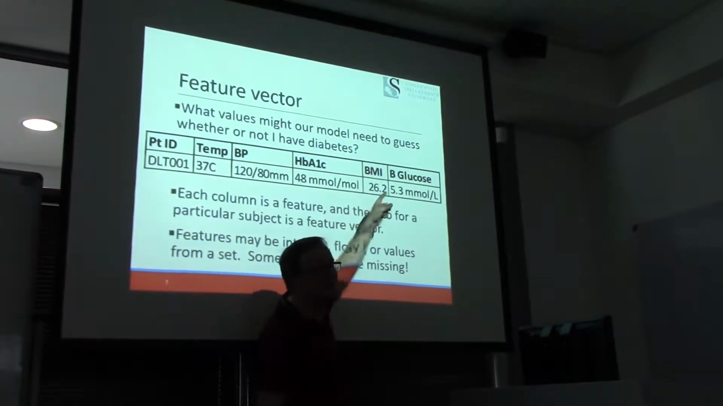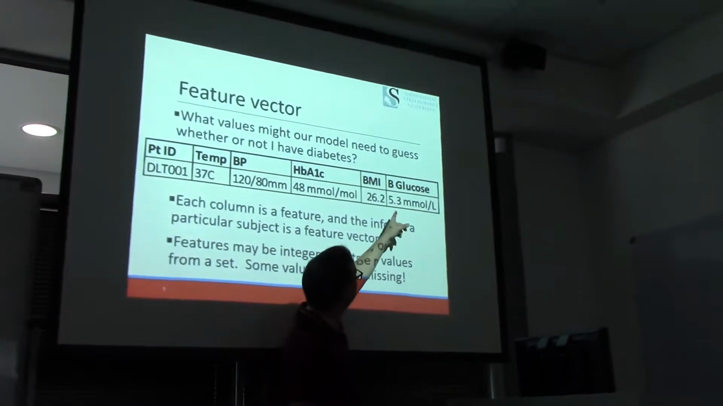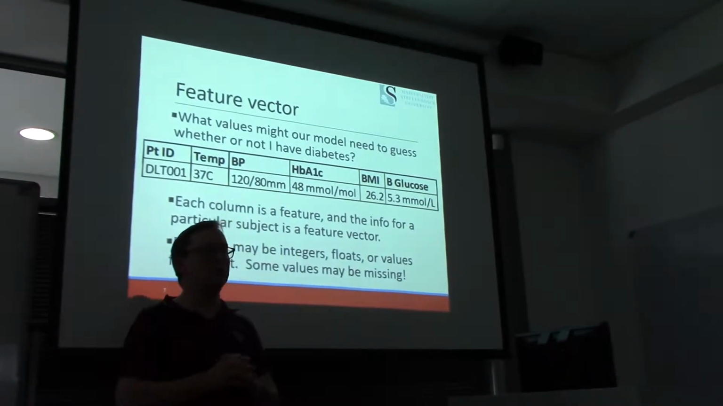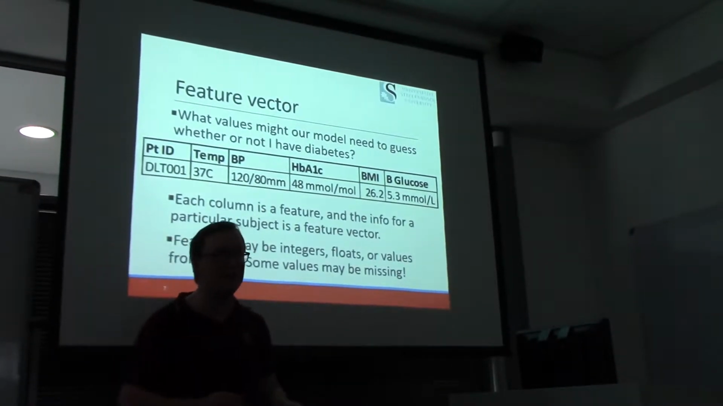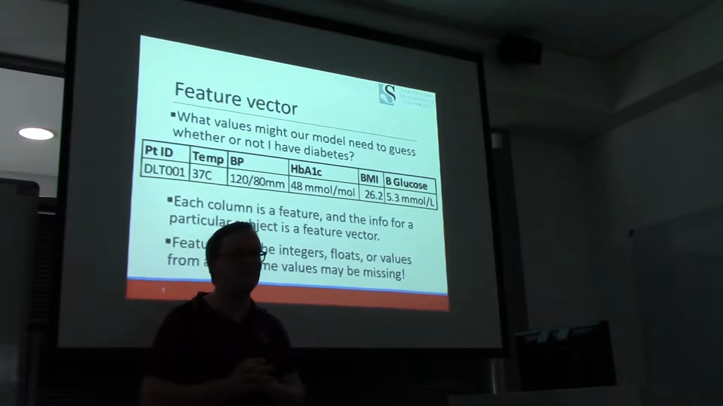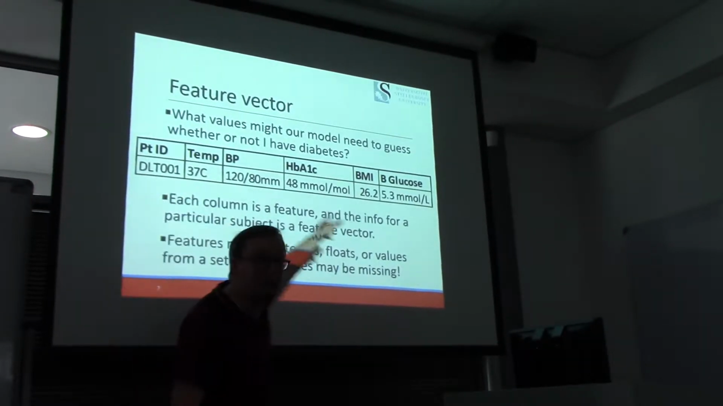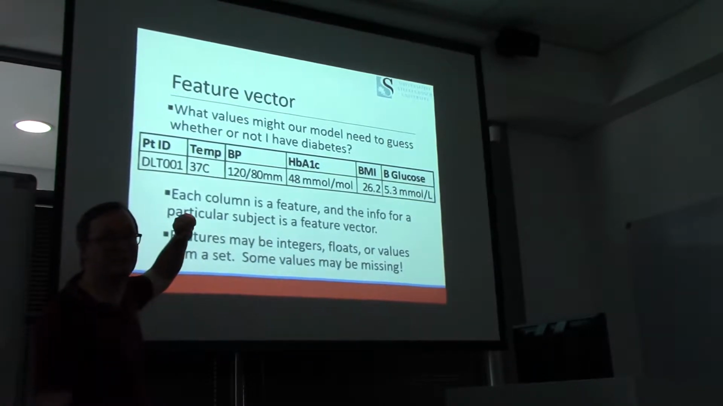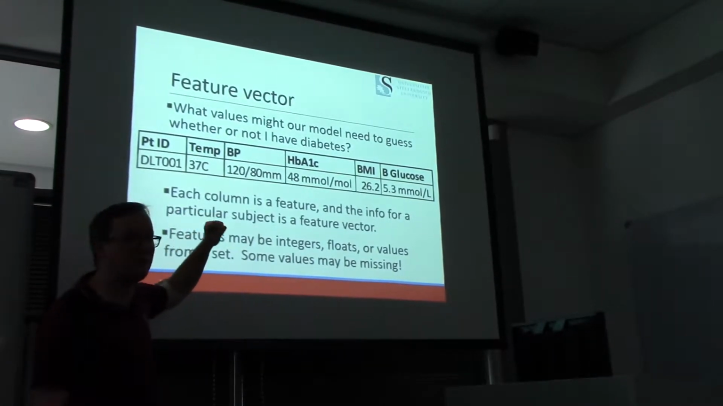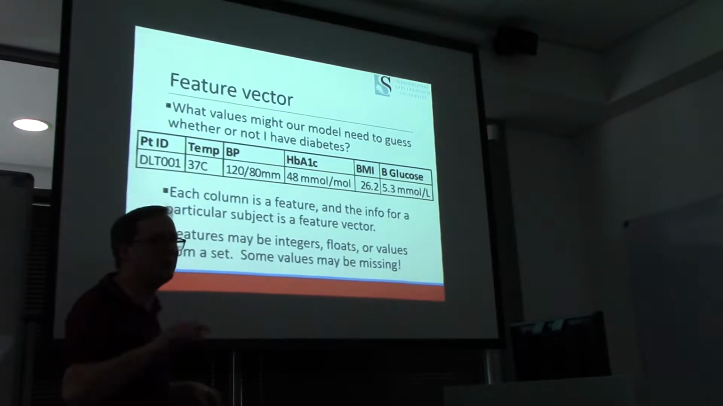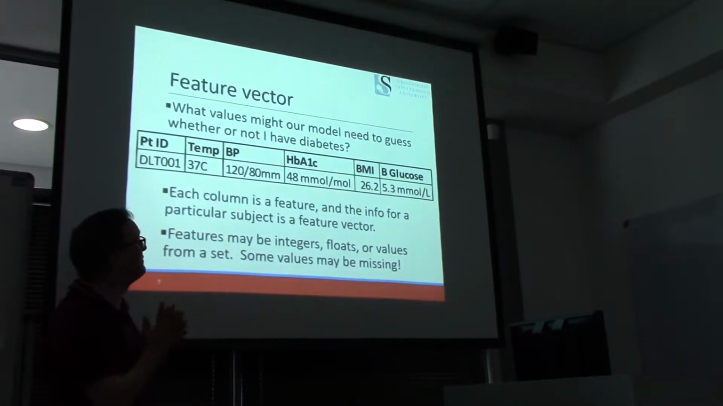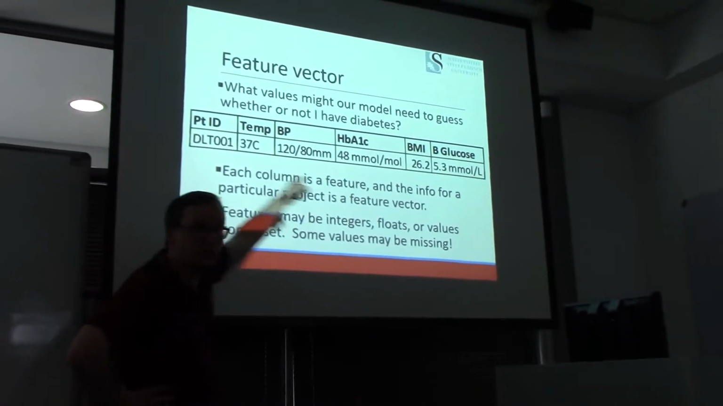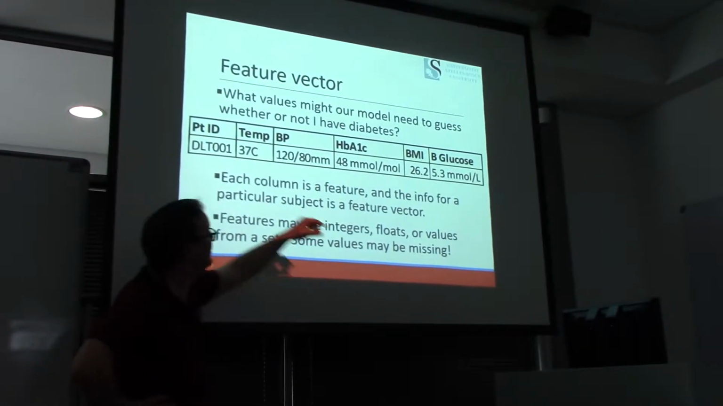The body mass index, 26.2, and the blood glucose, 5.3 millimolar per liter. Okay, so these are metrics that are relevant to whether or not I have diabetes. So this is a feature vector. Each of these is a different feature for this particular patient. All right? Those aren't real numbers, by the way, I just made this up, so I'm not giving away any personal information on what my actual blood picture is. Okay, so this is a vector, meaning just a row of information.